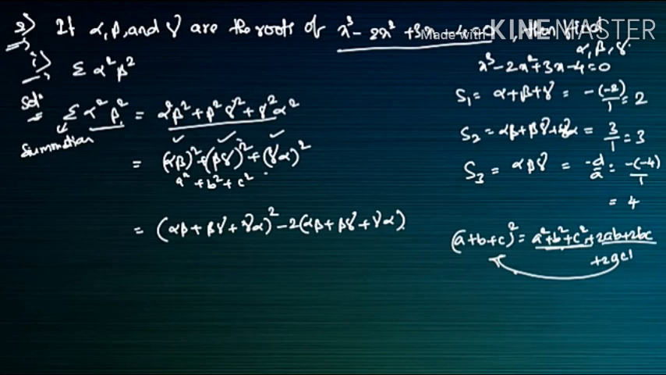Here one thing: 2AB, 2BC, 2CA. A means here alpha beta, and B is beta gamma, so A into B, then B into C, beta gamma into gamma alpha will come here, and gamma alpha into alpha beta will come here.